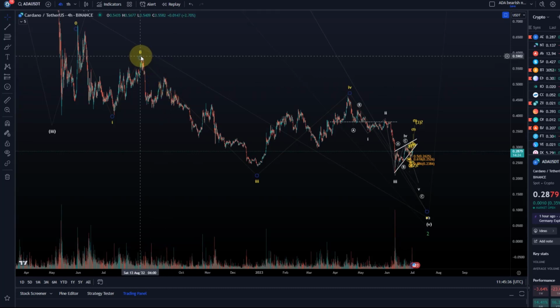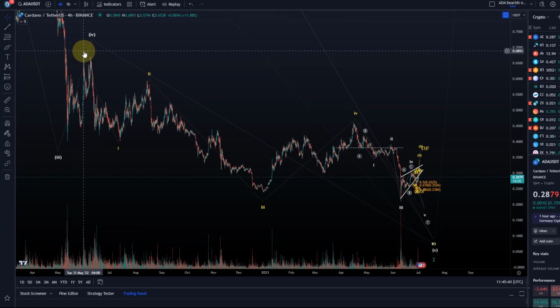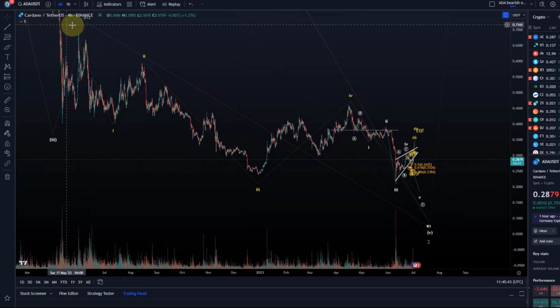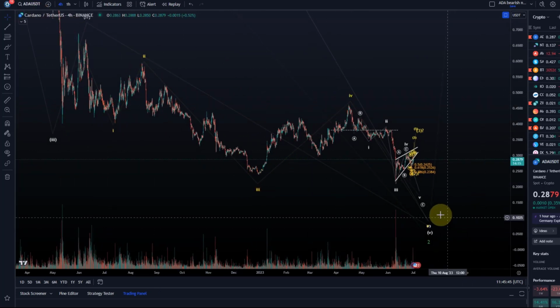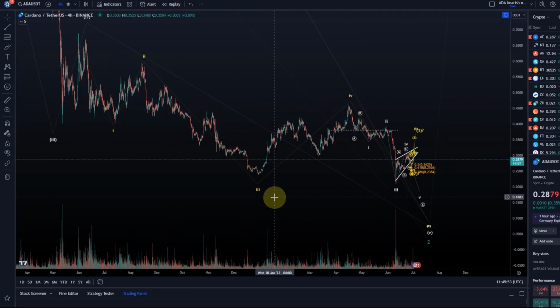Let's see. The idea is that ADA started a move down from this wave 4 high in May 22, basically a year ago, in this 1, 2, 3, 4, 5 pattern, a 5-wave move, an ending diagonal. We could be in the last steps of this correction. I'm looking at each of the structures here as a 3-wave move, basically a diagonal structure.